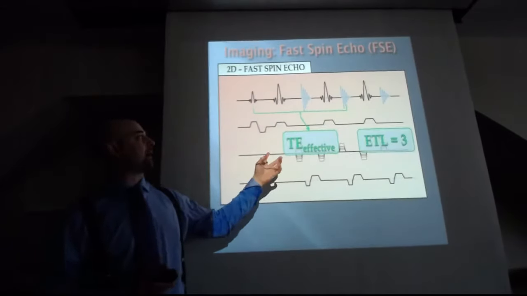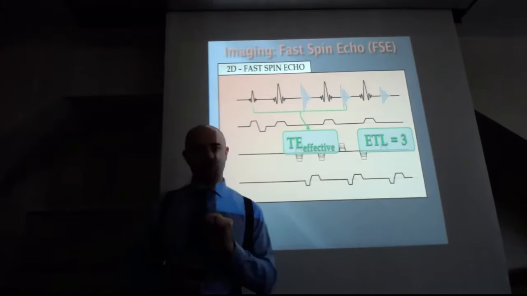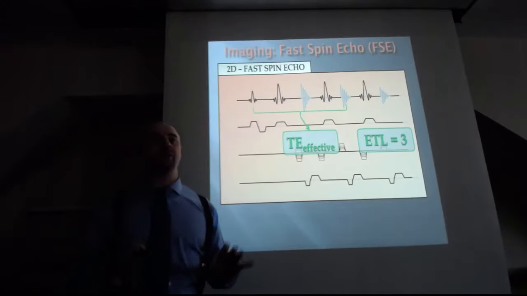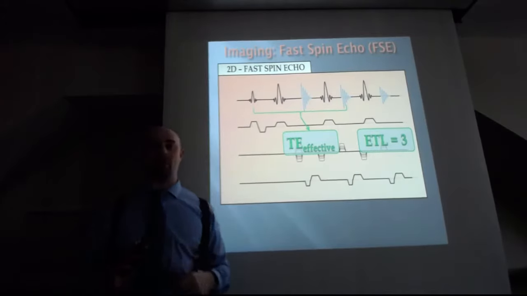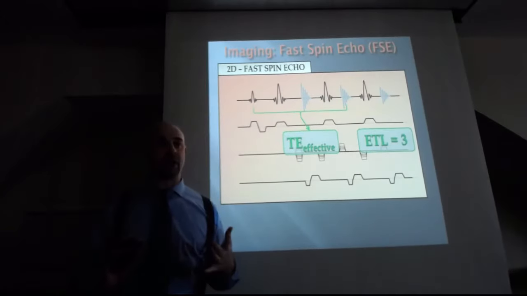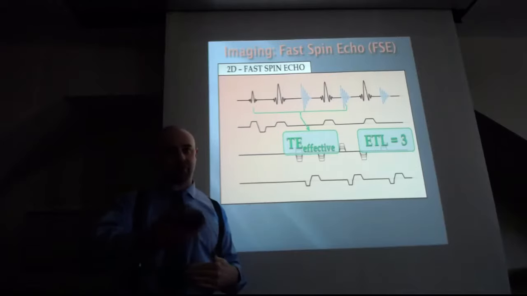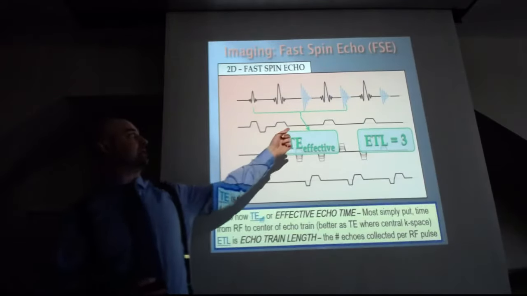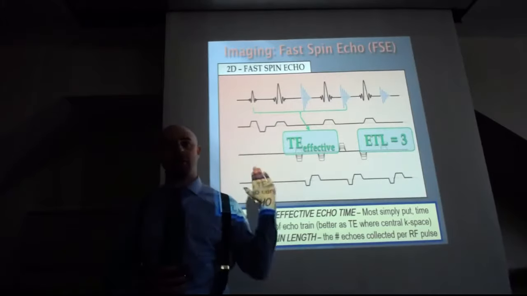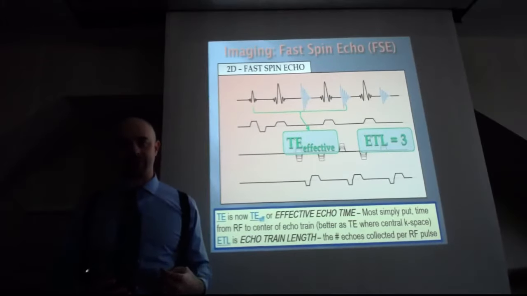So let's look at this now. The definition of TE changes a little bit here. The TE, you recall, is the echo time, the time between the RF pulse and when you collect that echo. Now, if you're just straight filling into k-space normally, your effective TE is going to end up being basically in the center of all of the echoes that you collect.